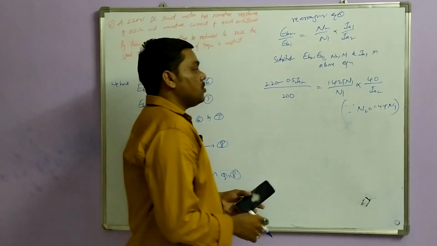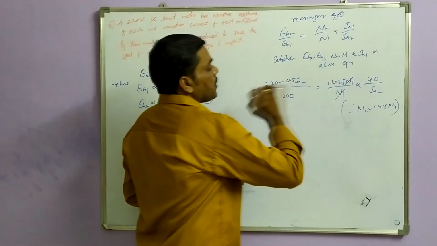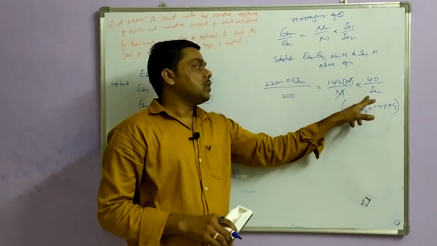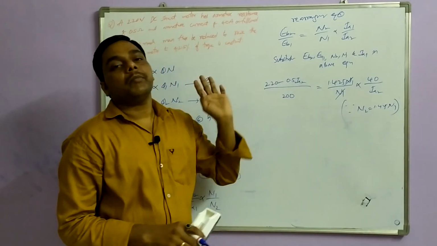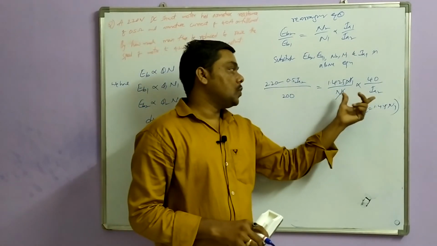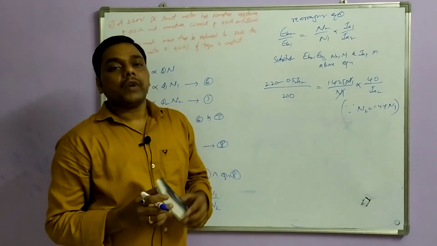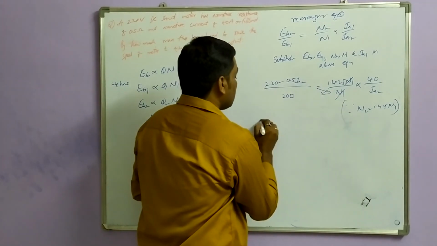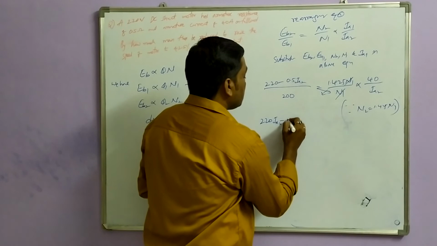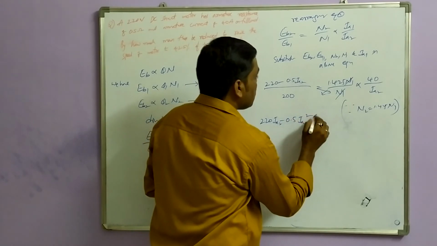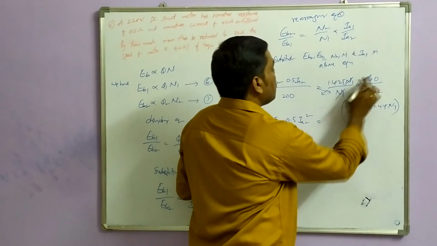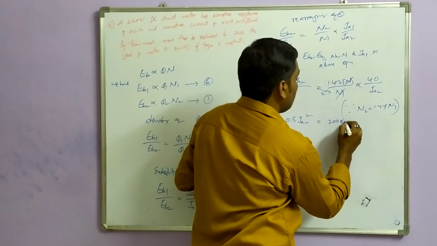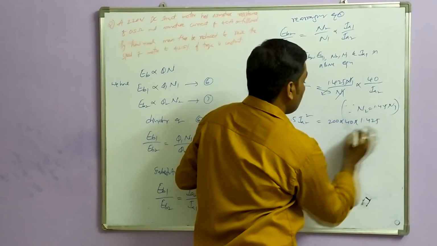Now you see that N1 and N1 get cancelled. The only remaining term is IA2, so all the unknown parameters are eliminated. Now you solve for IA2. Cross multiplying these two, you get 220 into IA2 minus 0.5 into IA2 square is equal to 200 into 40 into 1.425.